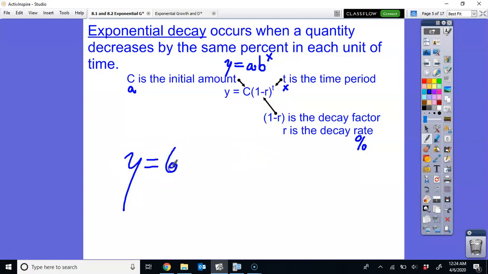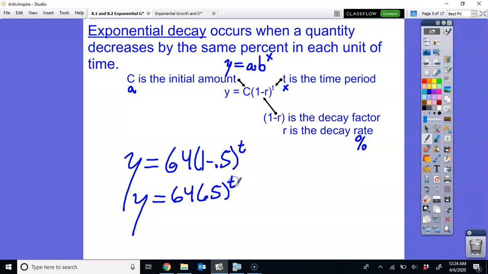Notice that if I have that 1 minus 0.5 or 50%, that is going to always give me an answer inside the parentheses that is below 1. Because it is decreasing, it would be a lower percentage. 50% would be left every single time, every single round.